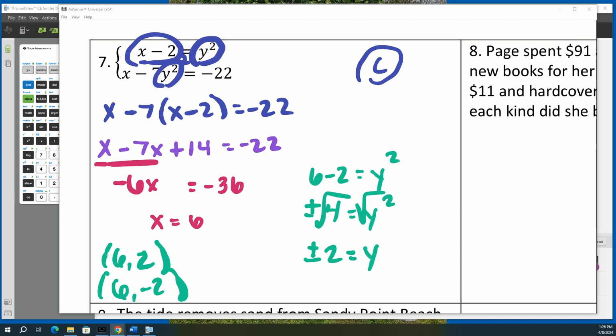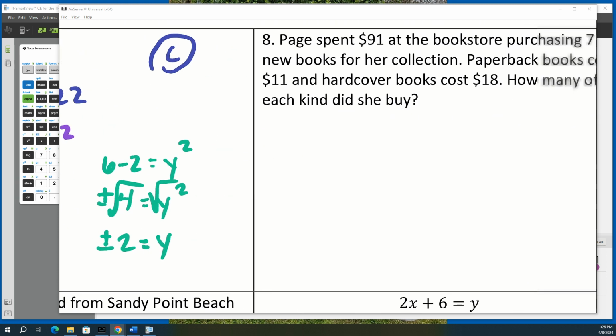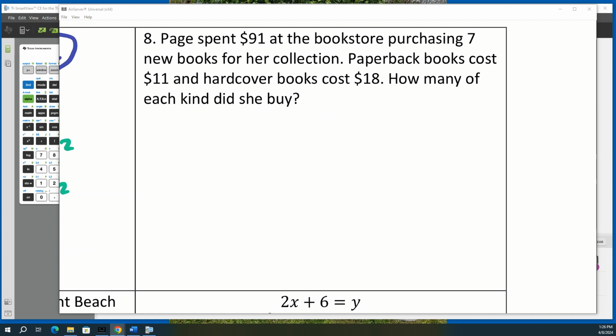All right, let's look at number 8. Before we decide, we're going to go ahead and write our 2 equations. So Paige spent $91 at a bookstore purchasing 7 books. Paperback books, let's call paperback books X, cost $11, and hardback books, so we're going to call Y, cost $8. How many of each kind did she buy?